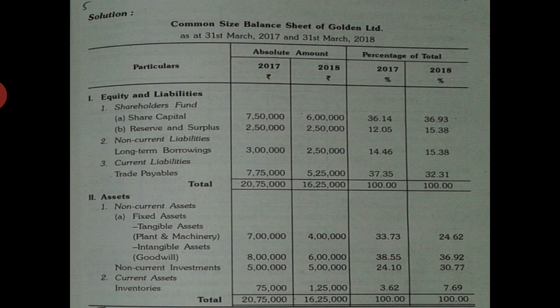Then second head is non-current liability, long-term borrowings 3 lakh divided by 20,75,000 multiply 100 which comes to 14.46%. And again 2,50,000 in the year 2018, 2,50,000 divided by 16,25,000 multiply 100, it comes to 15.38%. Third is current liability, trade payables 7,75,000 divided by total 20,75,000 multiply 100, it comes 37.35. Then in 2018, 5,25,000 divided by 16,25,000 multiply 100, it comes 32.31.